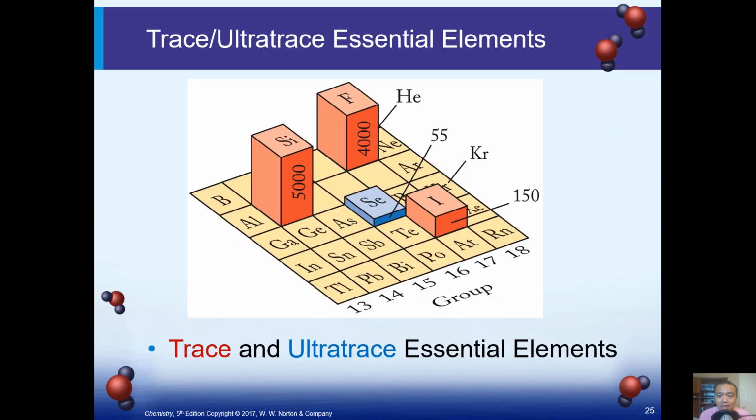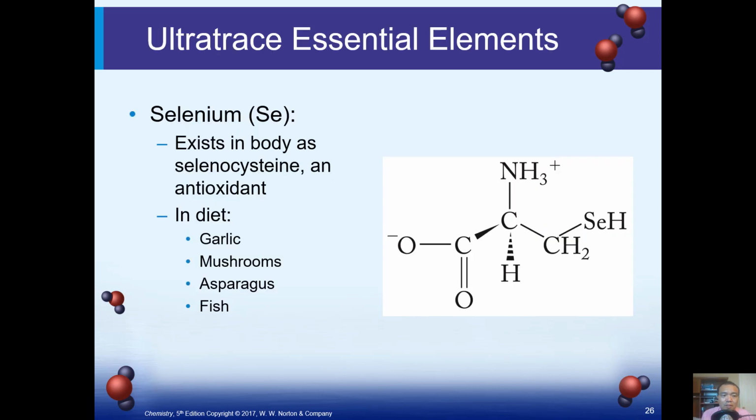The trace and ultratrace essential elements are shown in this figure, with the DRI values in micrograms represented by the height of the column. One example of an ultratrace essential element is selenium, that is found in the body at levels of 0.3 micrograms per gram of body mass, which is really small. Okay.